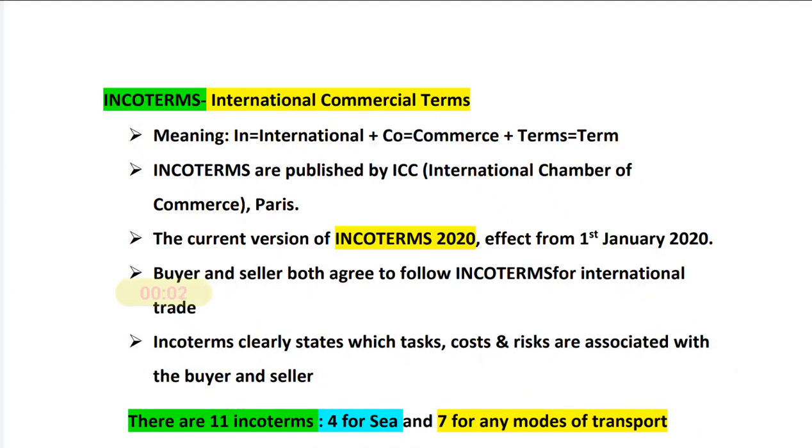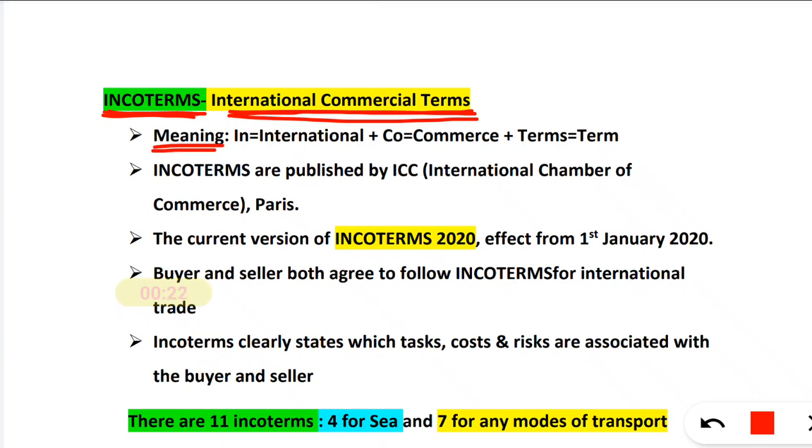Hello friends, here we will discuss the Incoterms. What do you mean by Incoterms? So friends, Incoterms means international commercial terms. These are the international commercial terms. Now, what do you mean by Incoterm?